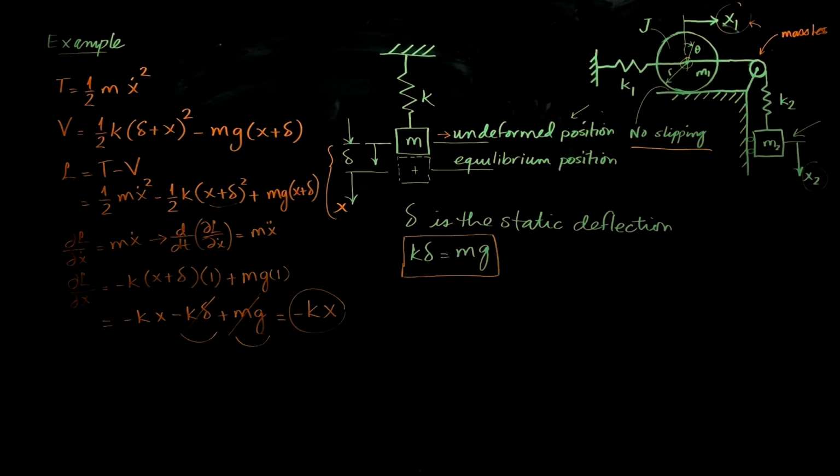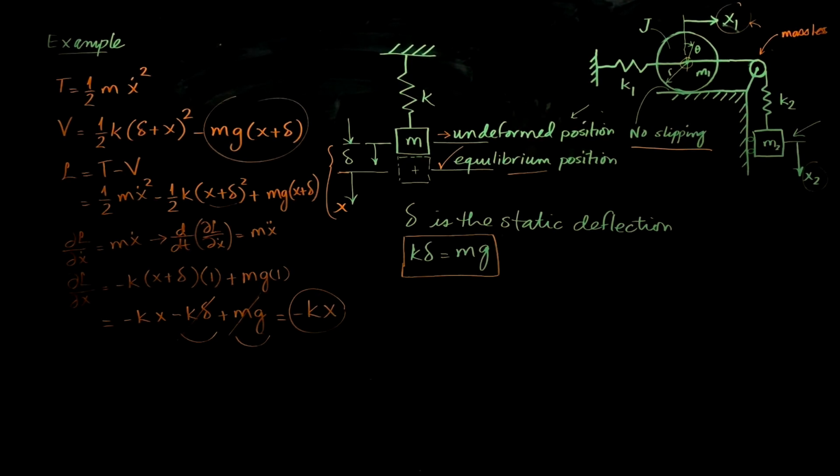and I will end up with only the terms including x, which is starting from the equilibrium position, which tells me that every time I have a mass in the system where its weight is supported by a spring, I can ignore the gravitational potential energy, and I will just measure x starting from the equilibrium position. That's only when a mass is supported by a spring.